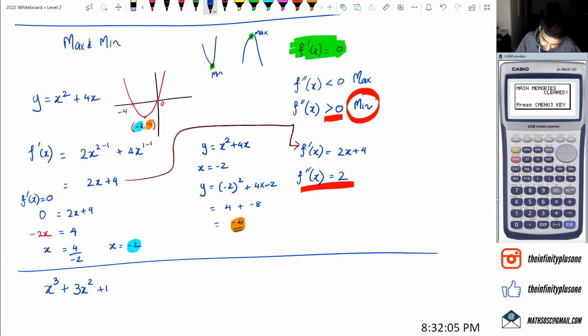This is the graph. Find max and minimum points, and prove that it is max or minimum.